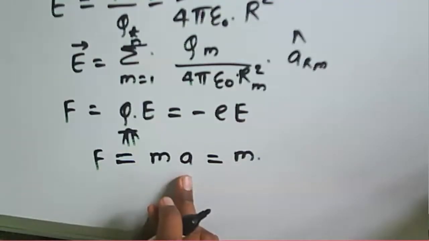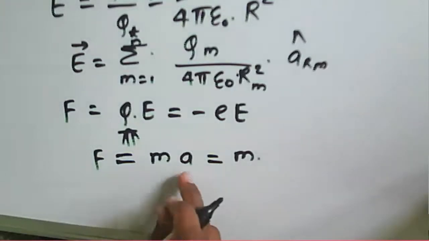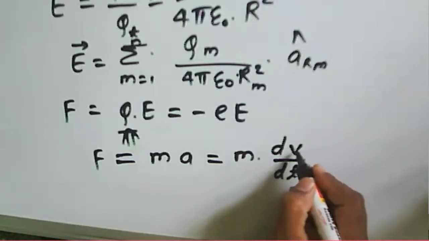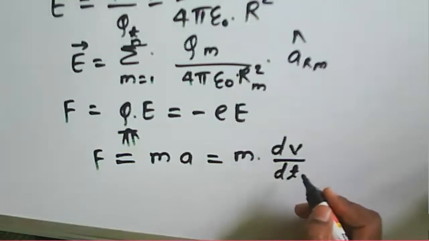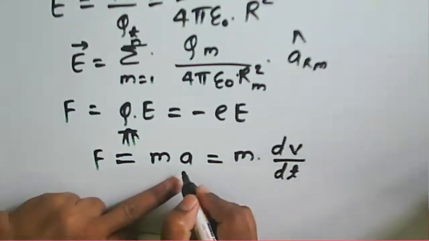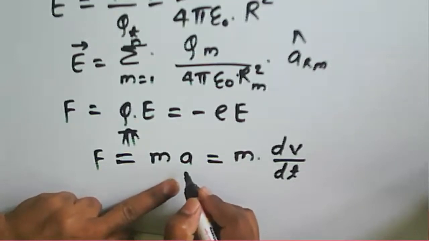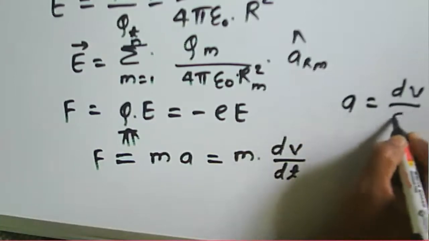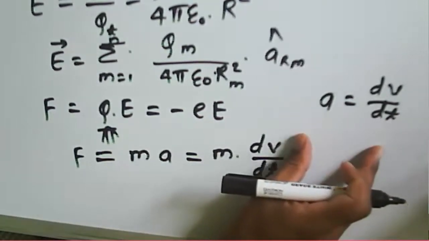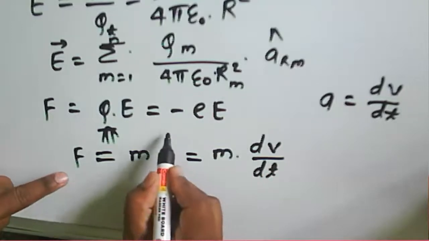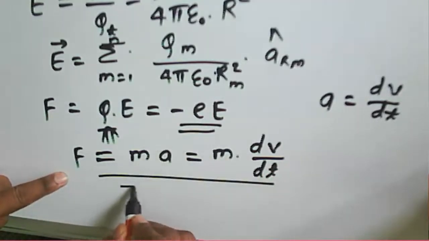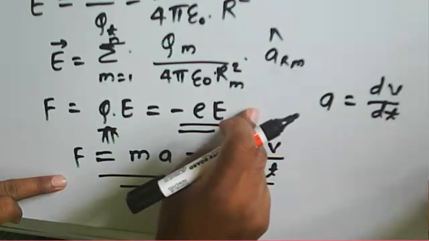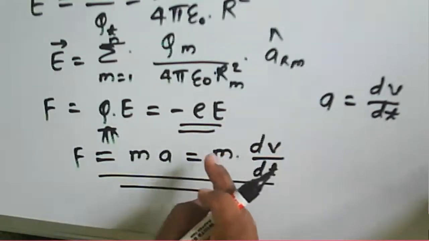We can write acceleration in terms of change of velocity. A is equal to change of velocity with respect to time. This v is the velocity of the electron in meters per second, and a is the acceleration of the electron in meters per second squared. Simply, a is equal to dv by dt. So F is in terms of charge, and F is also in terms of the mass of the electron and its acceleration. So we can write the equation of force in terms of electron charge as well as in terms of mass.